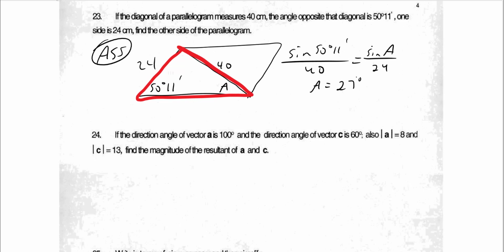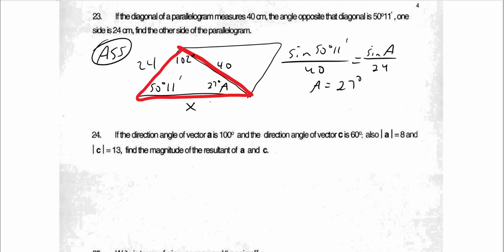What are they asking? One side. Find the other side. So once we know A is 27 degrees, we're trying to find the other side, x here. So 50 degrees, 11 minutes, and 27 degrees, the remaining angle is roughly 102 degrees. I know I'm rounding. 102 degrees, and then you use the law of sines to find that.